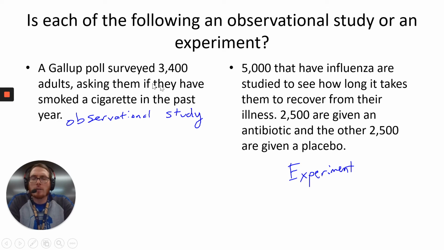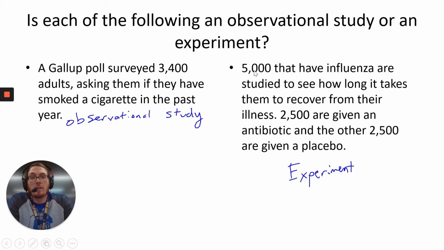Okay, so for example here, this first one is a good example of an observational study. You have 3,400 adults and you ask them if they've smoked a cigarette in the past year. It's probably frowned upon to force people to smoke. So all you can do is observe the fact of if they have or have not. And so that's a good example of where an observational study would be necessary as opposed to an experiment.